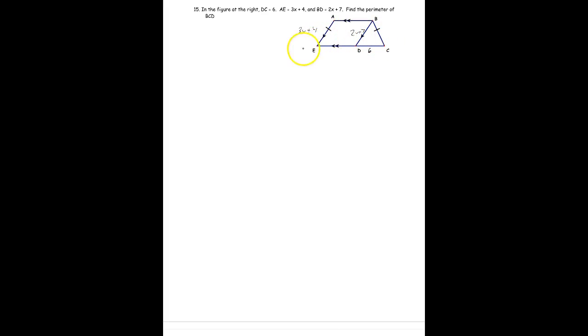So because this is a parallelogram, opposite sides are congruent. We know it's a parallelogram because AB is parallel to ED, and AE is parallel to BD, so we know that BD here is congruent to AE. And so we just set those two sides equal. 3x plus 4 equals 2x plus 7. Subtract 2x from both sides. Subtract 4 from both sides. And we get x equals 3.